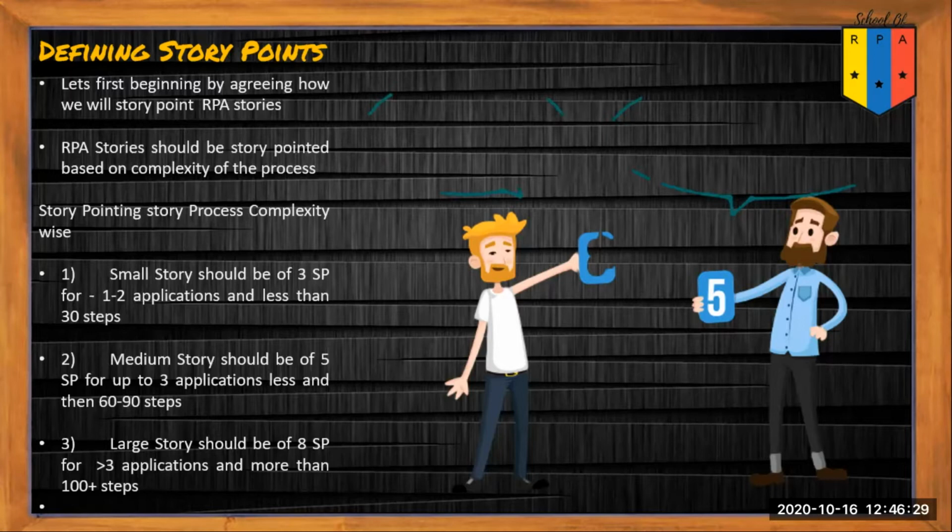And my suggestions to my friend were for small stories, which are defined by application or a process, right? Where there are only one or two applications in a process and less than 30 steps, it should be classified as a small story and given three story points. A medium story, to me, is up to three applications and 60 to 90 steps, and should be given a story point of five. And a large story should be given a story point of eight or above, whatever the case may be.